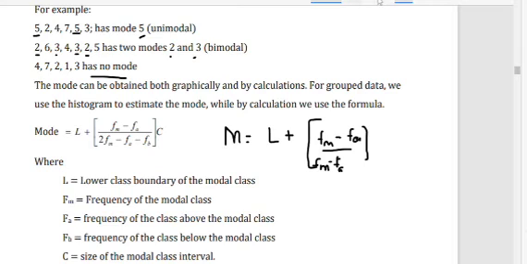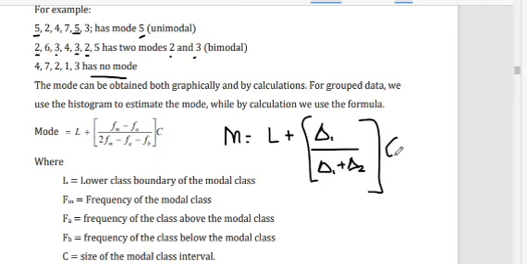Okay, let me rewrite this. Let me write it in another format that will be simple for you to use when we are solving the example, and you get it. So I use D1 over D1 plus D2, times C, the class width.